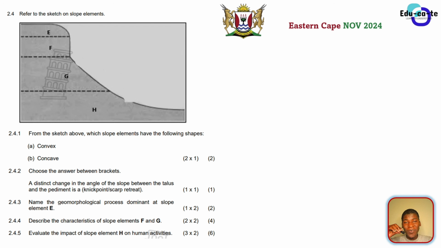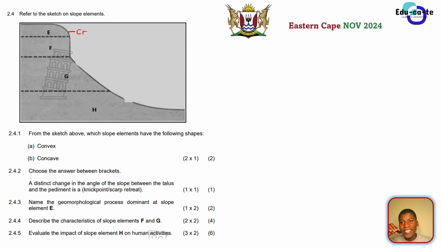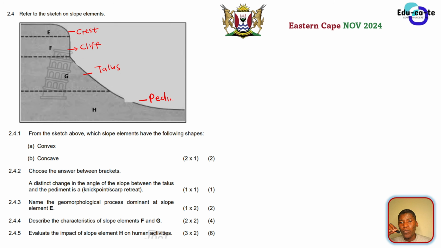I strongly recommend that you watch my previous video on slope elements when I was introducing them. I use this image exactly as it is so that it becomes easier for you to identify and label each and every slope element. So let's label each slope element here before we answer questions. Slope element E is a crest. Slope element F is a cliff. Slope element G is a talus slope, as well as slope element H, which is a pediment slope. So we have four slope elements. Those are the main types.